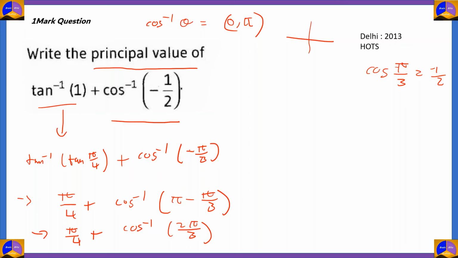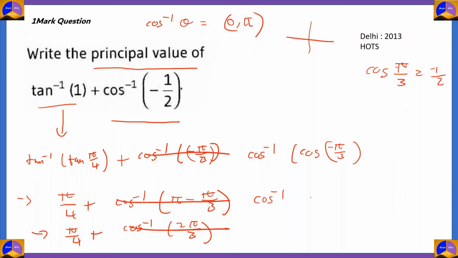And if you notice, we wrote it as pi by 3, which is an error. The actual value is cos inverse of cos of minus pi by 3. And so over here it will be cos inverse of cos of pi minus pi by 3. And therefore we'll get cos inverse of cos 2 pi by 3.